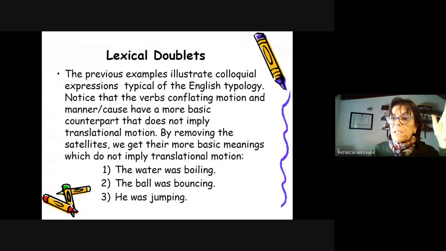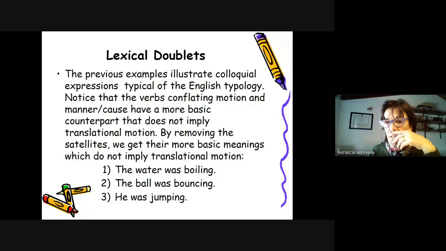Now, if I give you the example, I was squeezing oranges, or I squeezed 2 oranges, well, that's not a lexical doublet, because it's the basic meaning of squeeze. Okay? Good. Well, okay, now we can go.